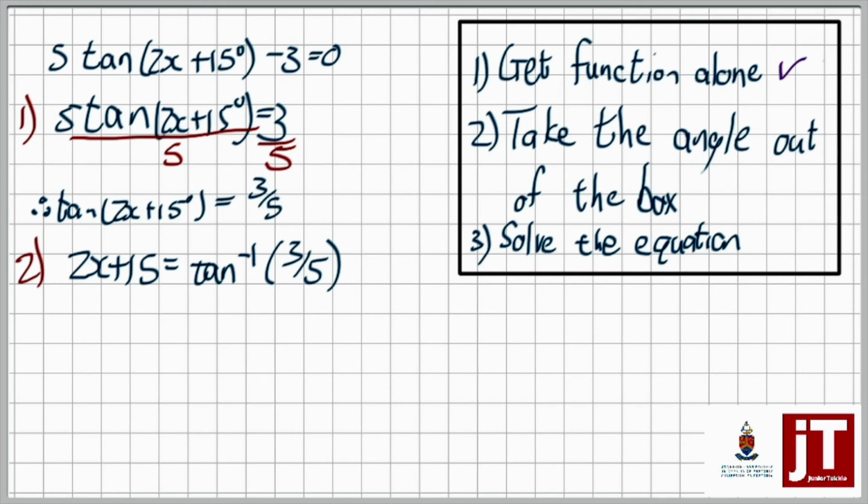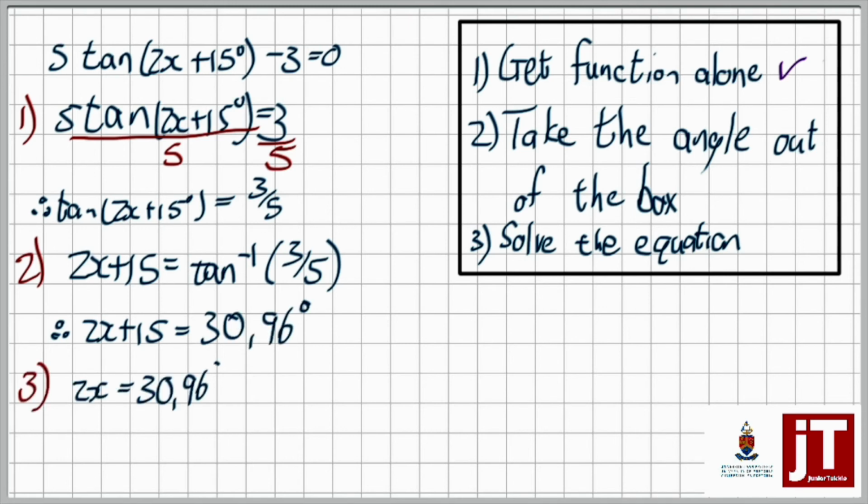Next up, I am now just going to calculate that arctan of 3 over 5, which is approximately 30,96, and I'm going to solve for x. Now you will see once I have taken the angle out of the box, I remove my trig hat and I put on my algebra hat and I solve it as a normal function. Once I've divided by 2, it gives me an approximate answer of 7,98 degrees. Ladies and gents, this is about the most complicated ones you're going to see.